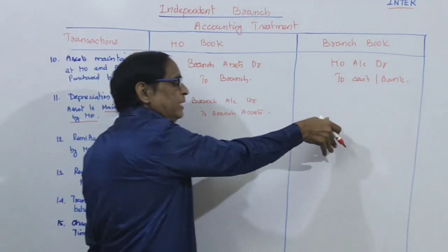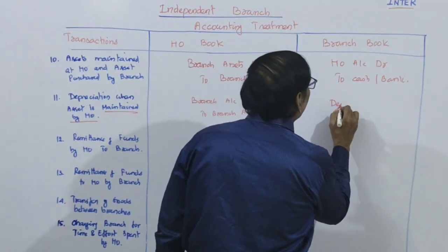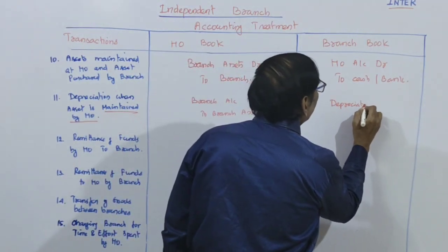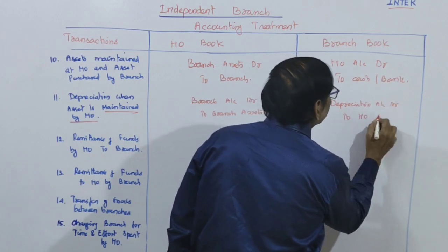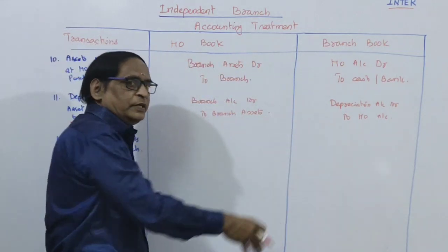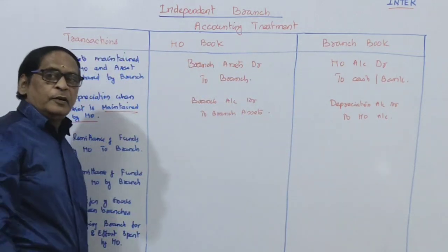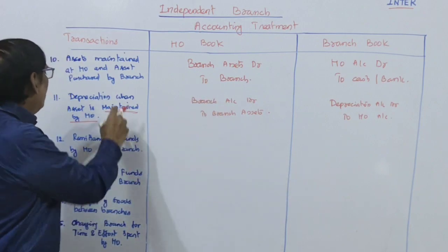Here what will be the entry? But the depreciation should be debited. Depreciation account debtor to head office account. Because everything, even asset and depreciation, everything will be charged, and they are preparing each and every asset and depreciation also in head office itself.